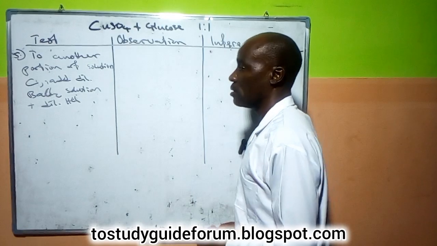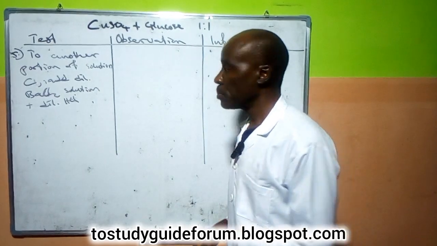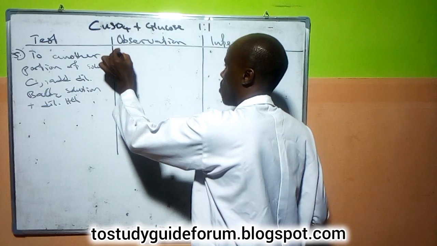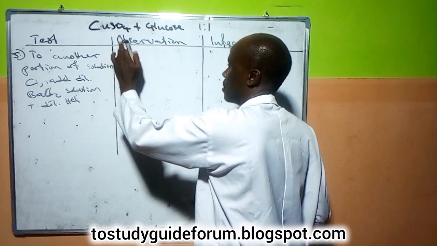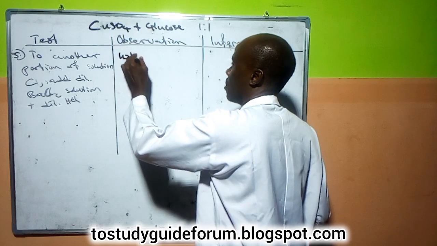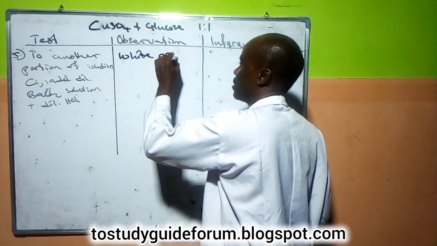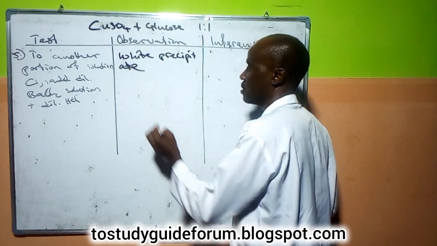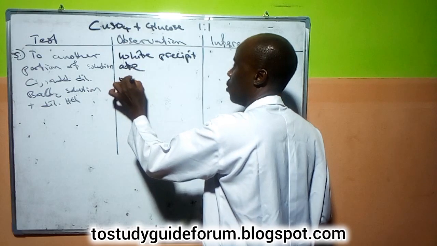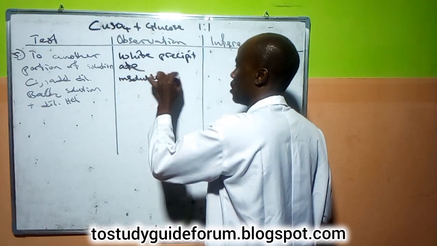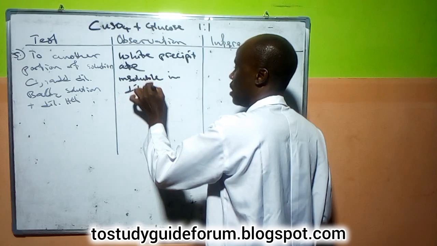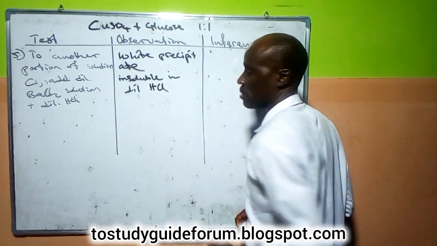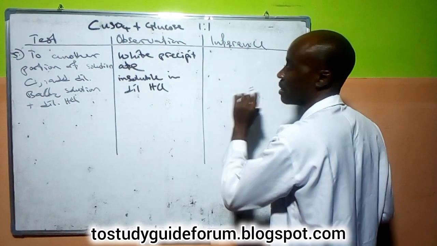When we have something like this, it simply means that when we have a white precipitate in a compound with barium chloride, from our observation, what we have is a white precipitate insoluble in dilute HCl.